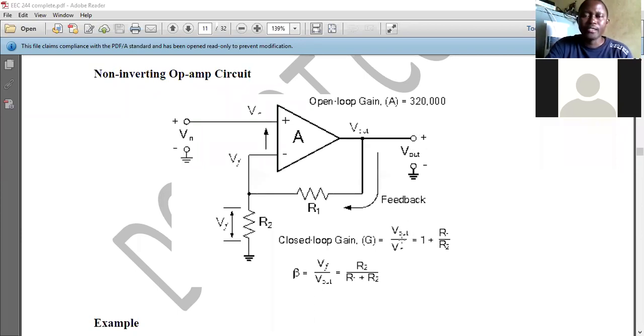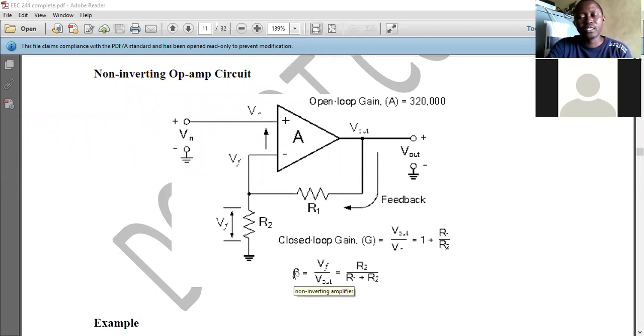the output terminal here. Now, the closed loop gain, which we use the notation A prime, not G, A prime. The closed loop gain A prime equals V out divided by V in, and that is 1 plus R1 over R2. That is the gain of the amplifier after negative feedback.